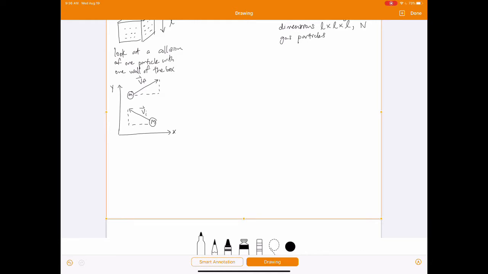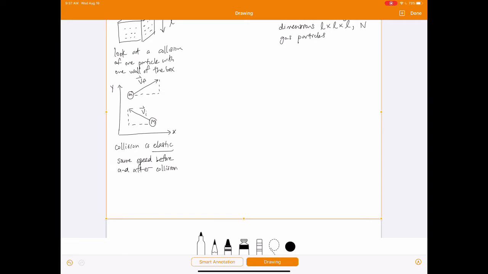And one thing that we're assuming here about this collision, by the way, is that the collision is elastic. And what that means is the same amount of kinetic energy in this molecule before and after it hits the wall. In other words, the same speed before and after collision. So even though it's changed direction, it has to have the same speed. That's the idea.